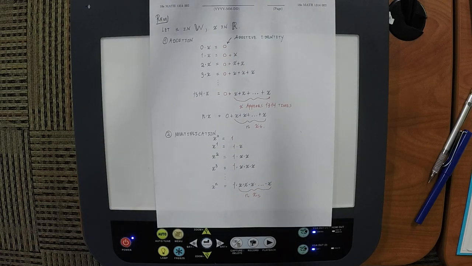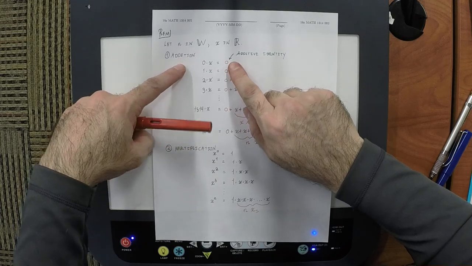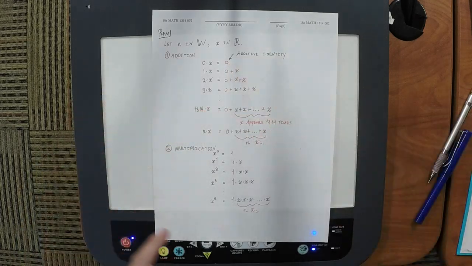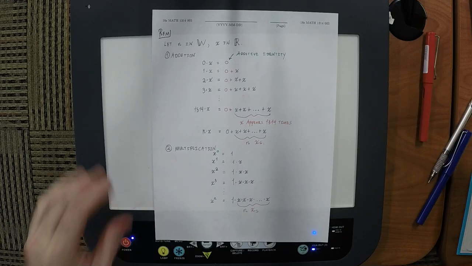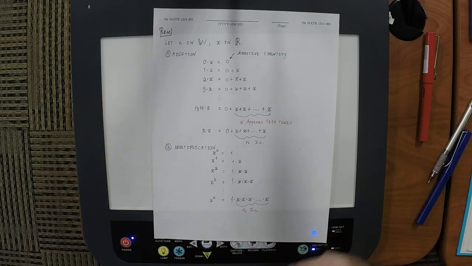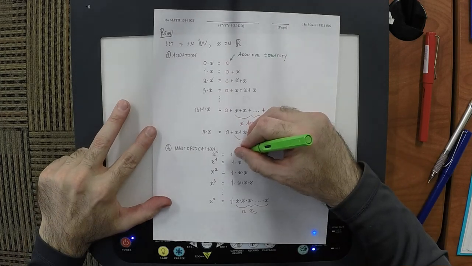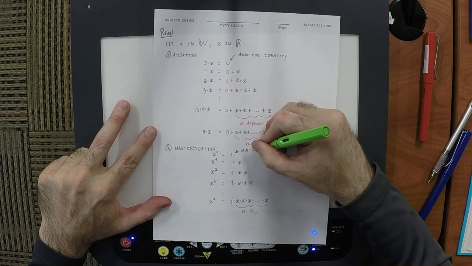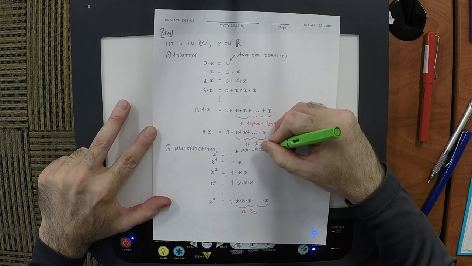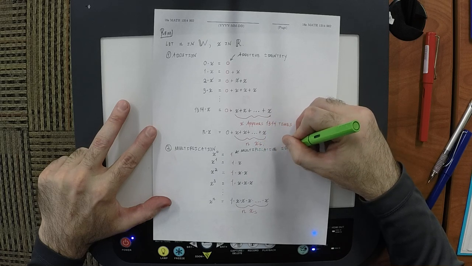Now, just like 0 was special in regard to addition, 1 is also special with regard to multiplication. What is the special name of 1? Multiplicative. Yes. 1 is the multiplicative identity.